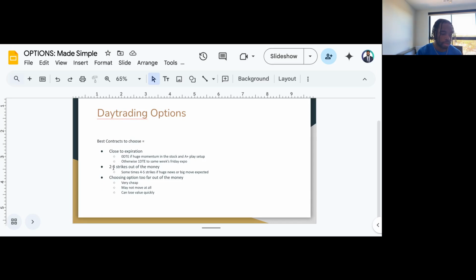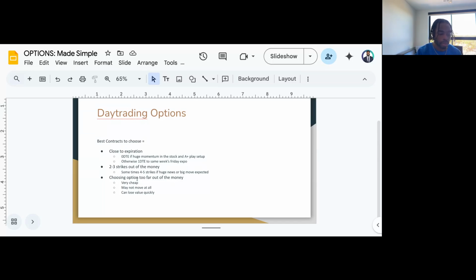And then usually I like to go 2 to 3 strikes out of the money. Sometimes even 4 to 5 strikes if there's big news or a big move is expected. Okay, because I want to capture that delta to contract price ratio, especially when the contract is further out. The delta to contract price ratios are usually pretty big. They're usually really, really big.